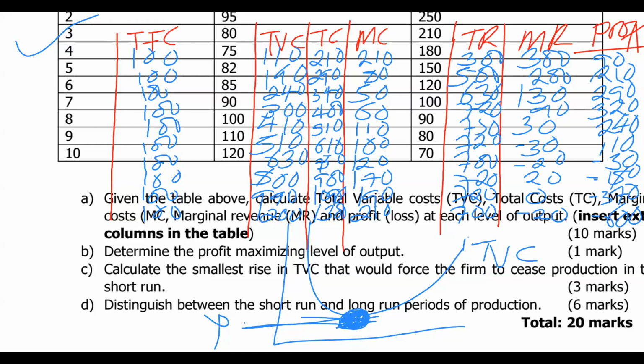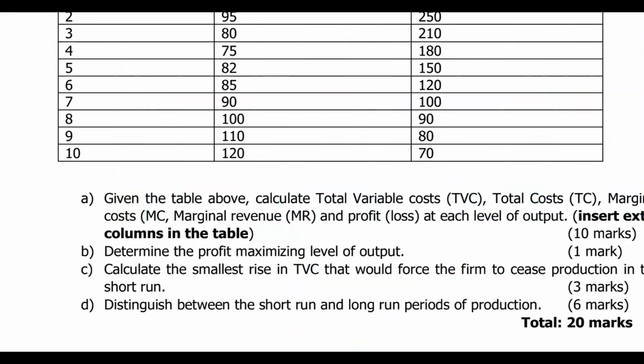Yes, sir. What is the difference between the short run and the long run periods of production? The difference is just that in the short run there are fixed costs, whereas in the long run there are no fixed costs, they're all variable costs. Okay. That's interesting. Do we have any other suggestion? Very wrong. I'm listening.